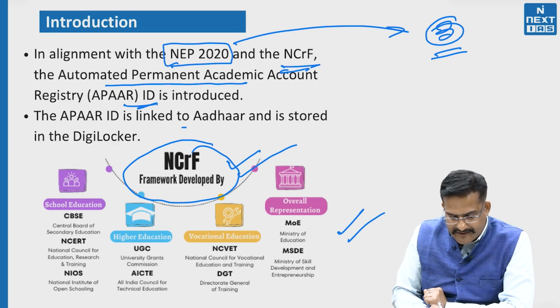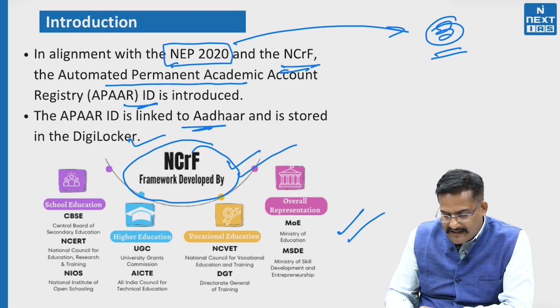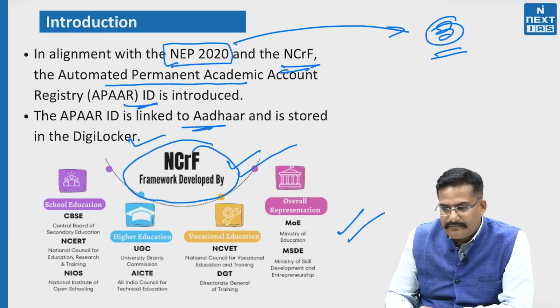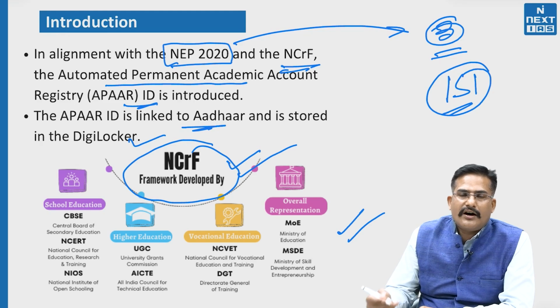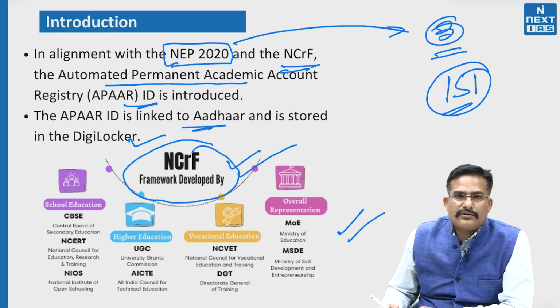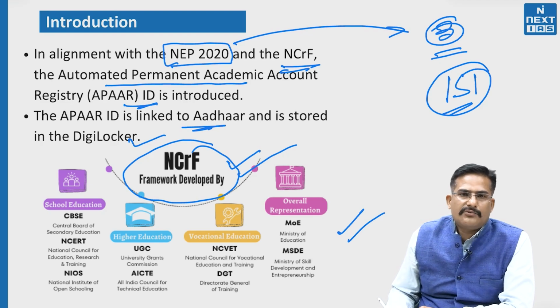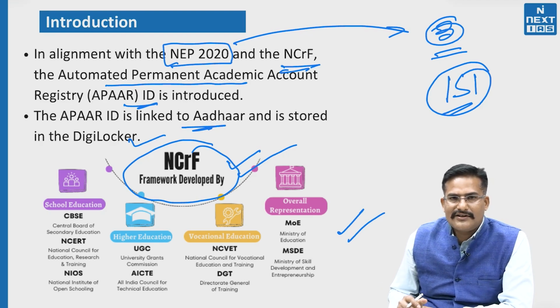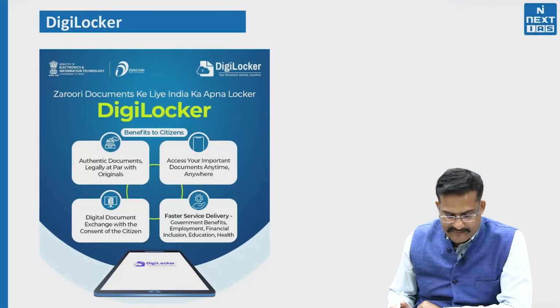The APAAR ID is linked to Aadhaar and stored in DigiLocker. There are multiple benefits a student gets. For example, scholarships. If you want to apply for the INSPIRE scholarship, they will fetch the information. Or if you want to apply for graduation or post graduation, only the APAAR ID will be sufficient to understand your academic or other records. You don't need to submit multiple documents for verification purposes. That is the precise gist.